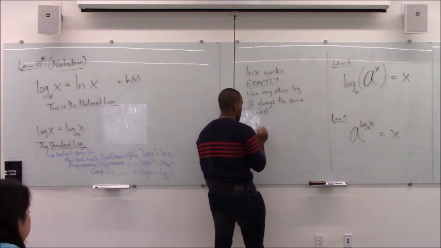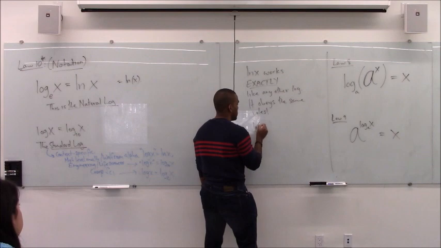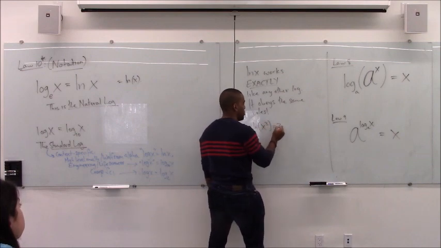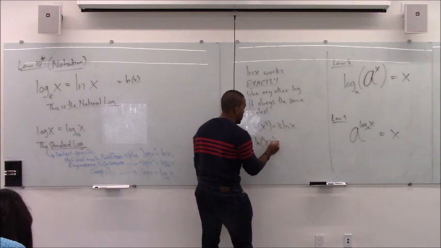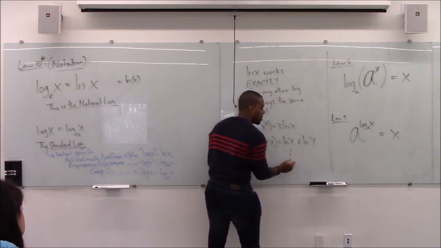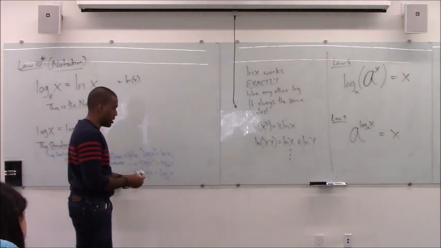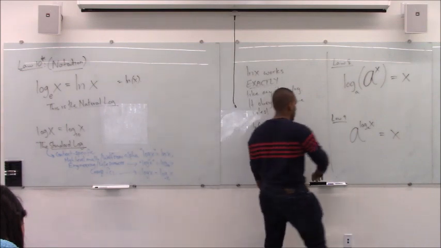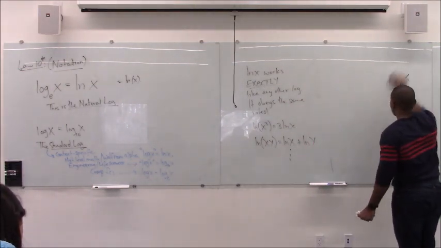So if I have ln of something to a power, I can still move that power down in front. If I have ln of two things multiplying, I can split that up into the sum of ln's, etc. All the rules I mentioned before, they work with ln just like they work with anything else. It's just a normal logarithm. So all the previous rules will work.